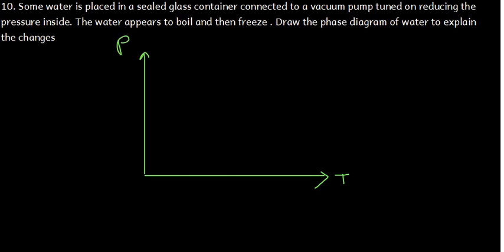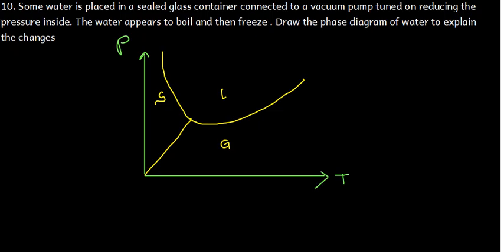So for water, it starts like that. It goes in that direction, one line. Okay, let me draw it something like this. And then one line goes more in that direction, the other one goes in that direction. That is how the phase diagram for water looks like, where you have got here a solid, here a liquid, and here a gas.